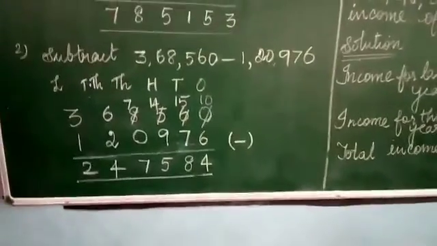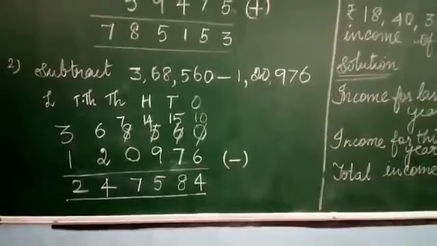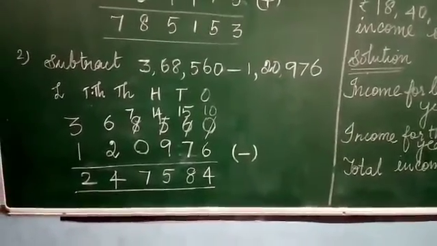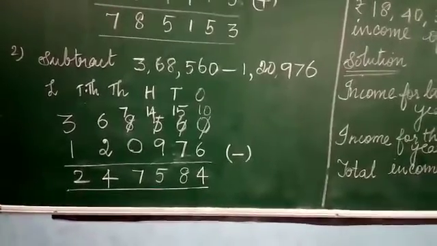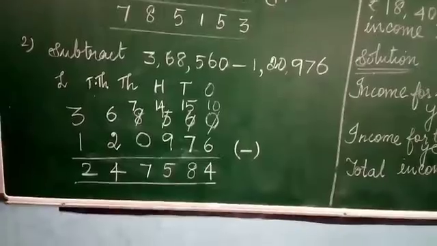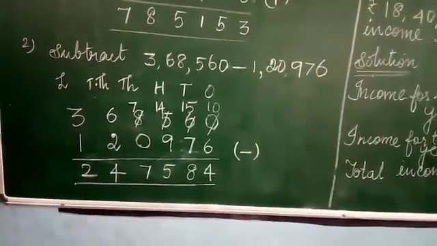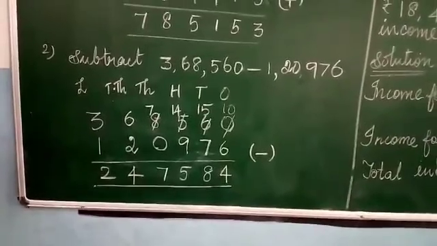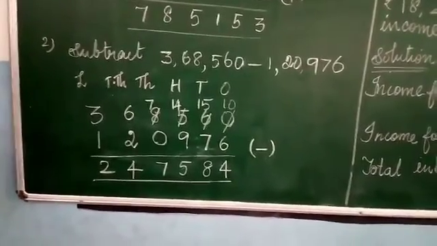Okay, now next we come to subtraction. Subtract the numbers 3,68,560 minus 1,20,976. Shall we start? First step, we arrange the numbers in the proper order. And secondly, the second number also we arrange in that proper order.